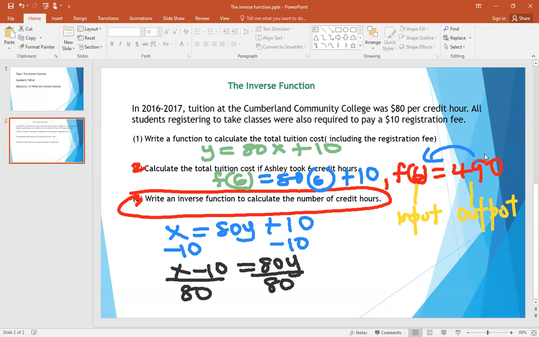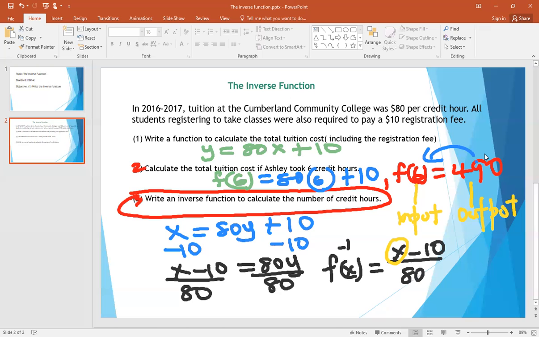And this is how we write the inverse function. f inverse of x equals (x minus 10) over 80. Okay, so that x, guys, is really your output because we have switched the order. So the x that we're looking at right now is your output. Because remember, the input and the output are being switched because we're going the other direction.